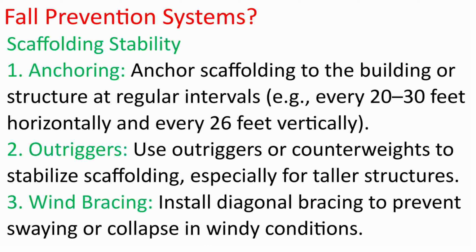Scaffolding stability. 1. Anchoring. Anchor scaffolding to the building or structure at regular intervals, for example, every 20 to 30 feet horizontally, and every 26 feet vertically. 2. Outriggers. Use outriggers or counterweights to stabilize scaffolding, especially for taller structures. 3. Wind bracing. Install diagonal bracing to prevent swaying or collapse in windy conditions.